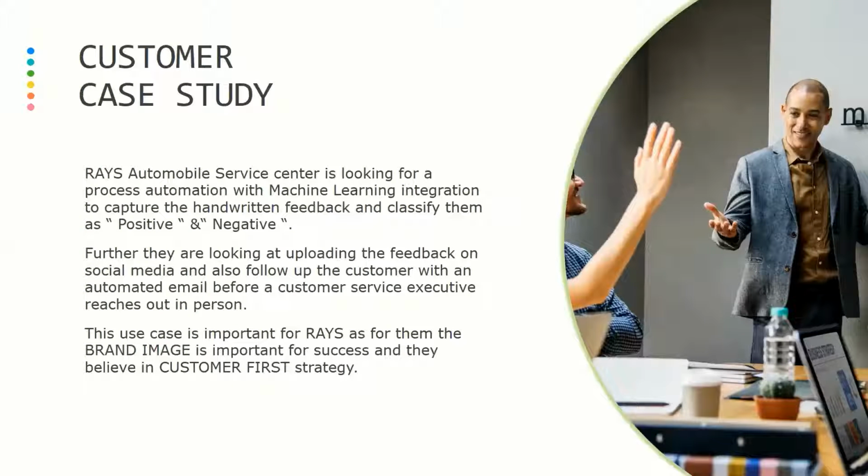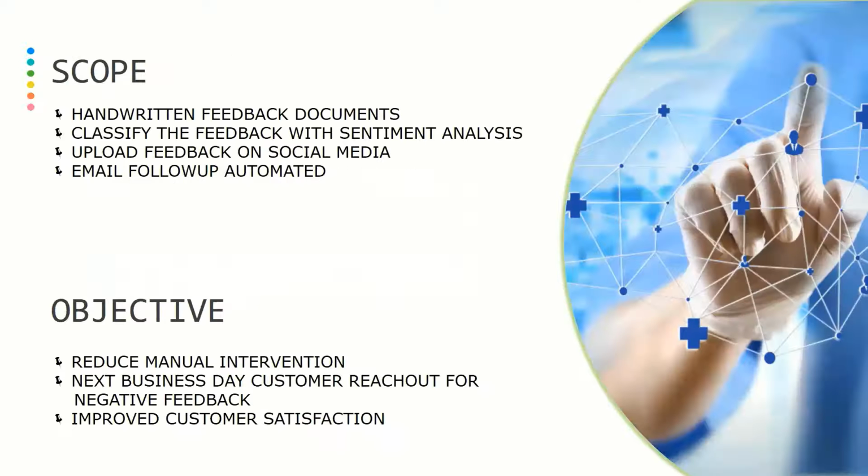Race Automobile Service Center is looking for process automation with machine learning integration to capture handwritten feedback, classify them as positive and negative, and they are also further looking at uploading the feedback on social media and sending a follow-up email to the customer, which will be an automated email to manage the customer, whether he's satisfied or dissatisfied. This use case is important for Race.